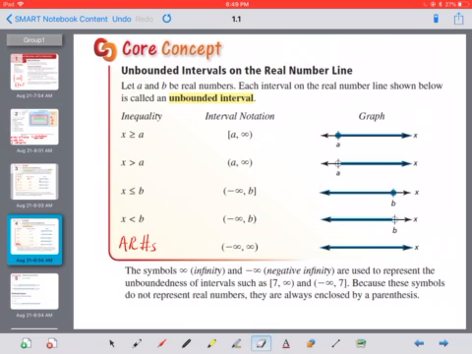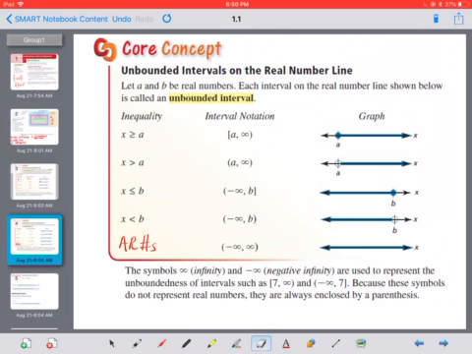And we got some good information down here at the bottom. The symbols infinity and negative infinity are used to represent the unboundedness of intervals such as start at 7 and go to positive infinity, or all numbers greater than or equal to 7. Or all numbers less than or equal to 7. Start at negative infinity, come up to 7.